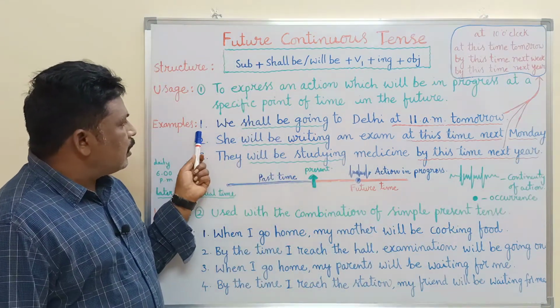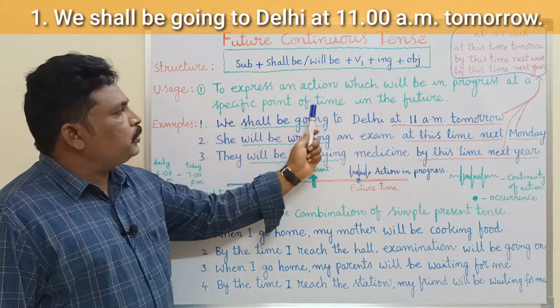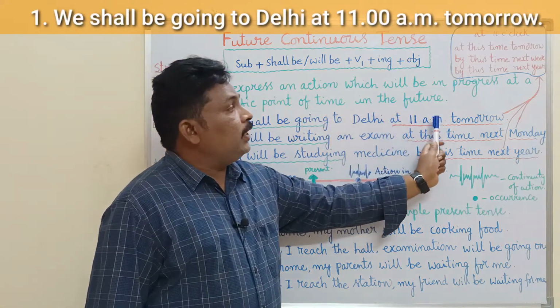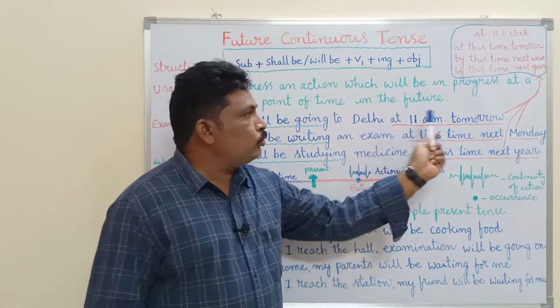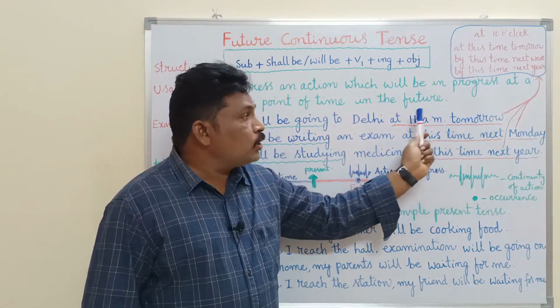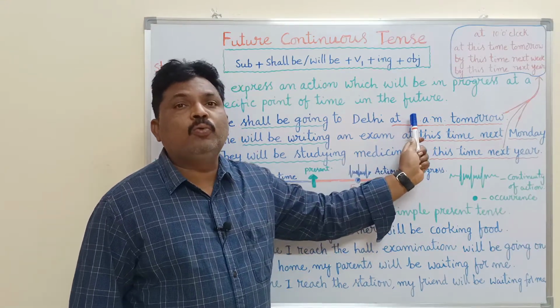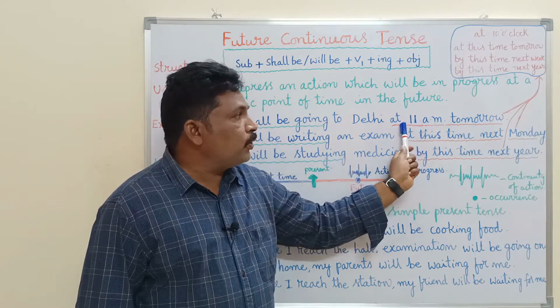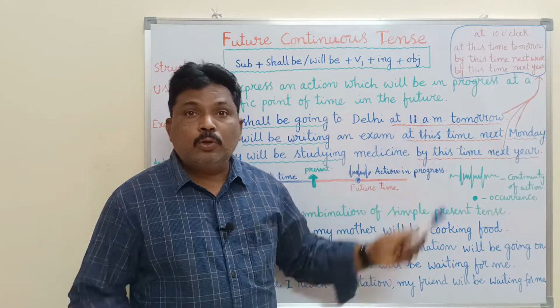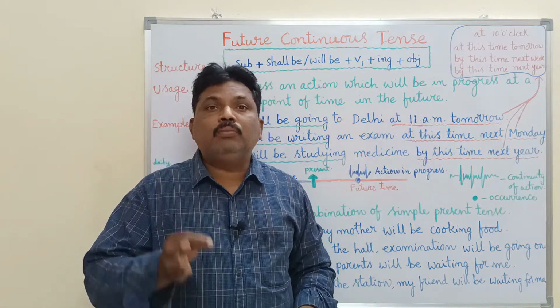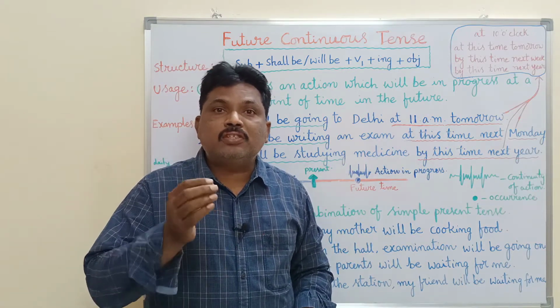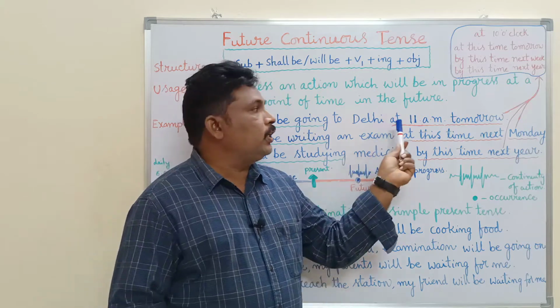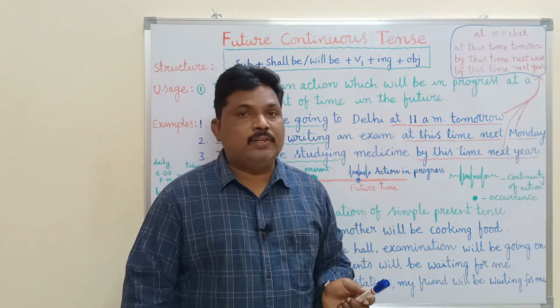Look at the first example. We shall be going to Delhi at 11 a.m. tomorrow. Number one, tomorrow is future time, and the specific point of time is 11 o'clock in the morning. So at a specific point of time in future, the action is said to be in progress, so it is future continuous tense.